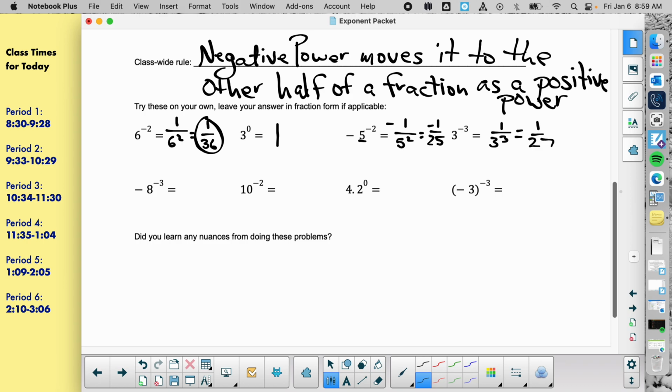I'll put down 1 over negative 27. Okay, how come? Did you just immediately write negative 27? Yeah, because both of these are negative. Okay, so the negative 3 would move to the bottom, but the power is now positive 3. And then negative 3 times negative 3 times negative 3 is negative 27.